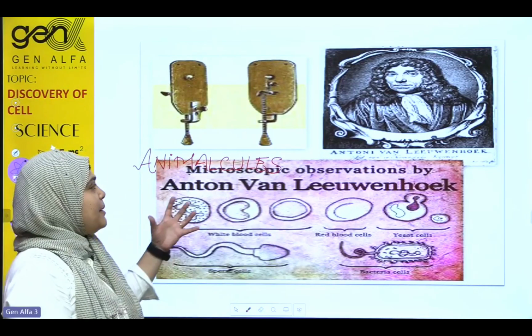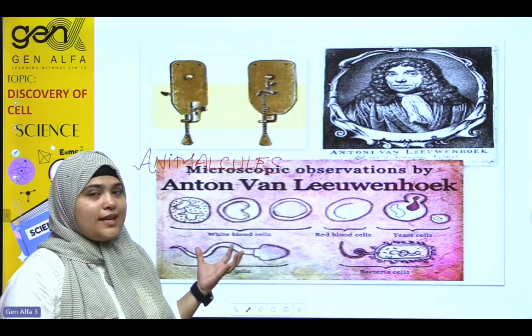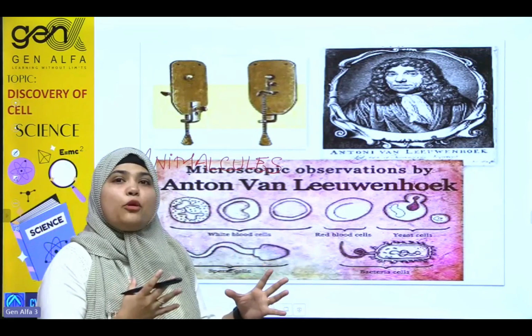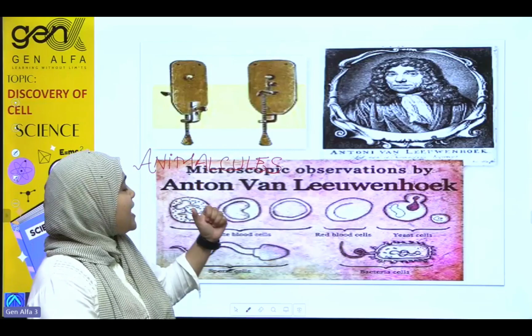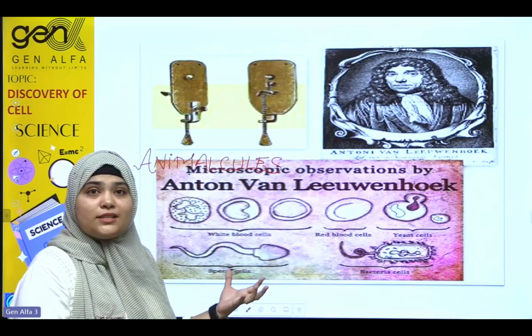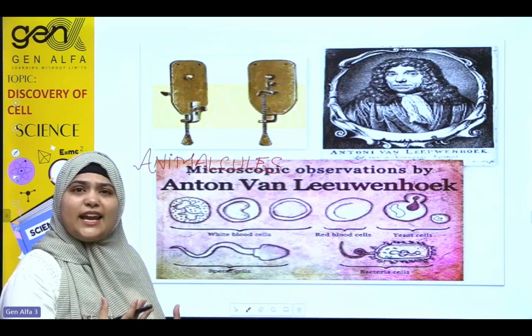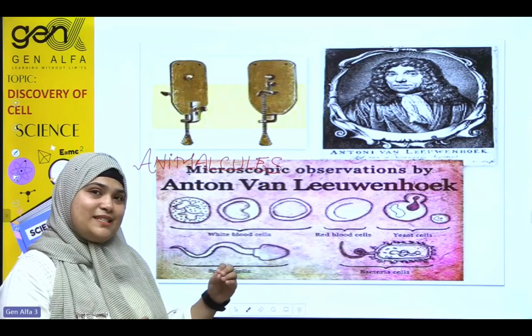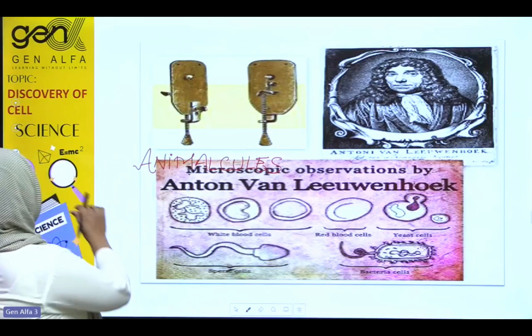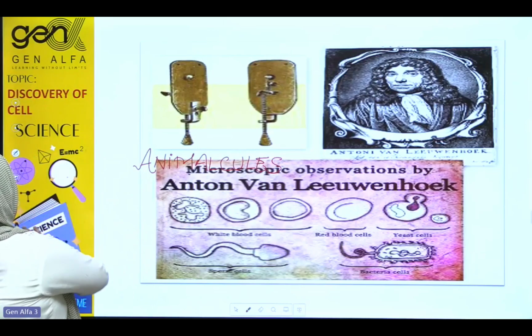He named them animalcules because movement is one of the properties of animals. And because these are very tiny organisms, microorganisms, little animal-like structures. Next, move to the next slide.